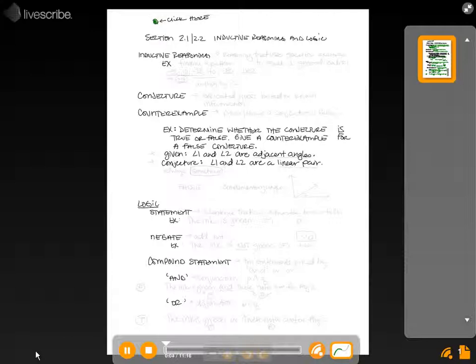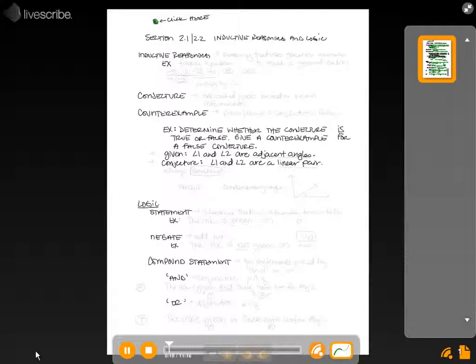Alright, these are our notes for section 2.1 and 2.2 on inductive reasoning and logic. Most of this is going to be vocabulary. We do have one big example there in the middle that we'll look at, but again, most of this is vocabulary, so make sure you're following along and copying these down on your note sheet.